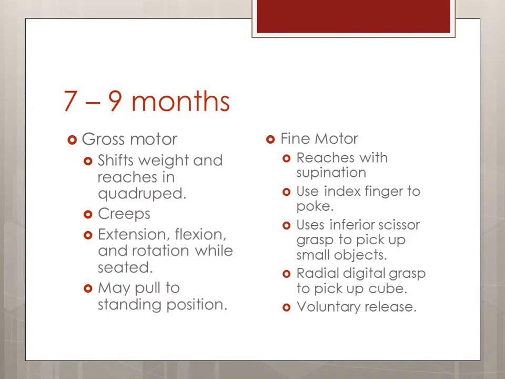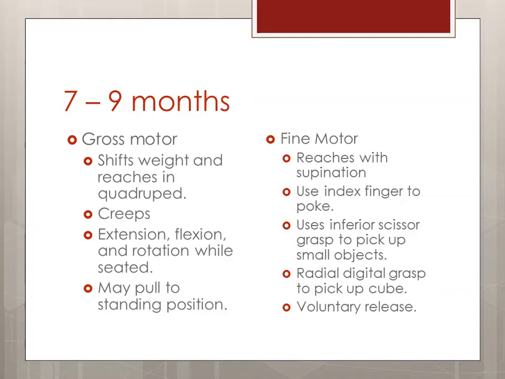Okay, for 7 to 9 month olds, we're going to see gross motor skills shifting weight and reaching in a quadruped position. This is where we're going to see that they start to creep. We're also going to have extension, flexion, and rotation while in the seated position. So they're going to get more movement in that seated position. And at this age, we may see that they may pull to a standing position. So they may be pulling themselves up on furniture, pulling themselves up on tables to a standing position.